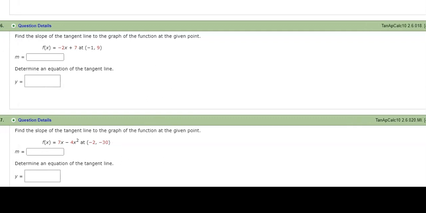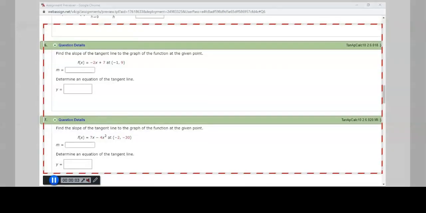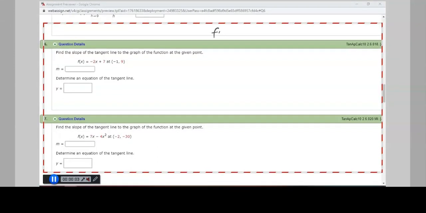All right, so on this one, we're going to find the slope of the tangent line to the graph of the function at the given point. So what do we know? We know that our function is negative 2x plus 7. Okay? And then we're going to finish this thing out by finding the tangent line at negative 1, 9. So we're going to do the limit process.